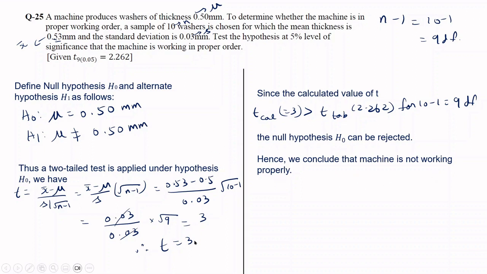So here finding the value of T, writing the null and alternate hypothesis, and then writing the formula for T and finding the value of T, all these carries 1 mark, and then writing the conclusion carries 1 mark. Total of 2 marks for this question. Moving on to the next question.